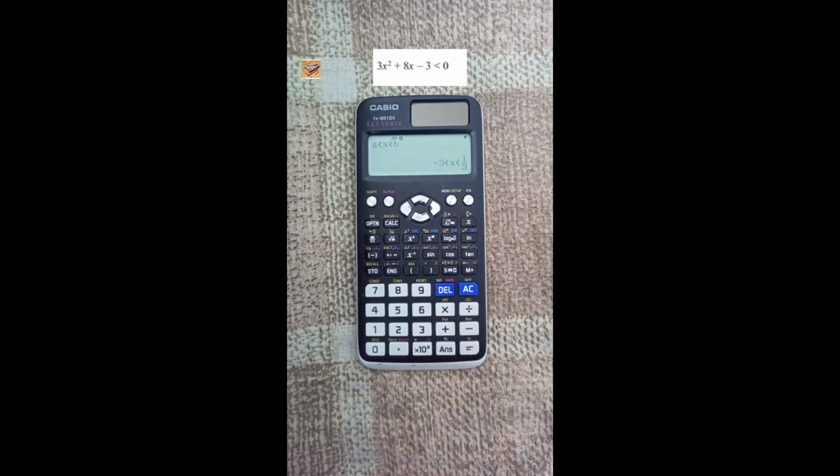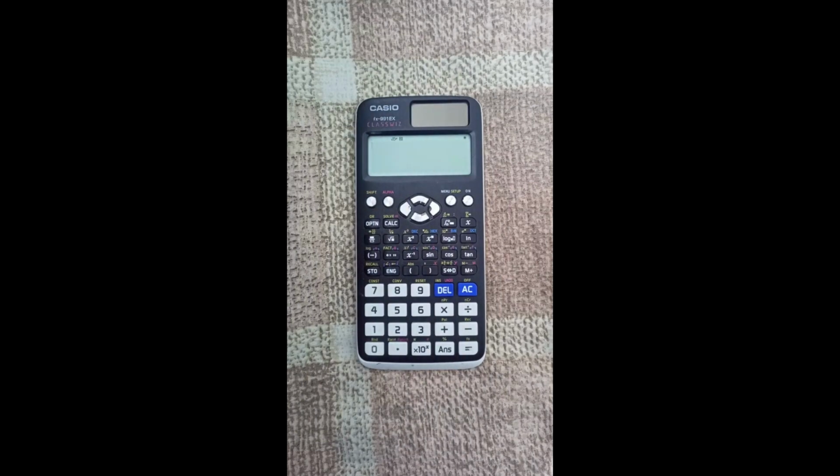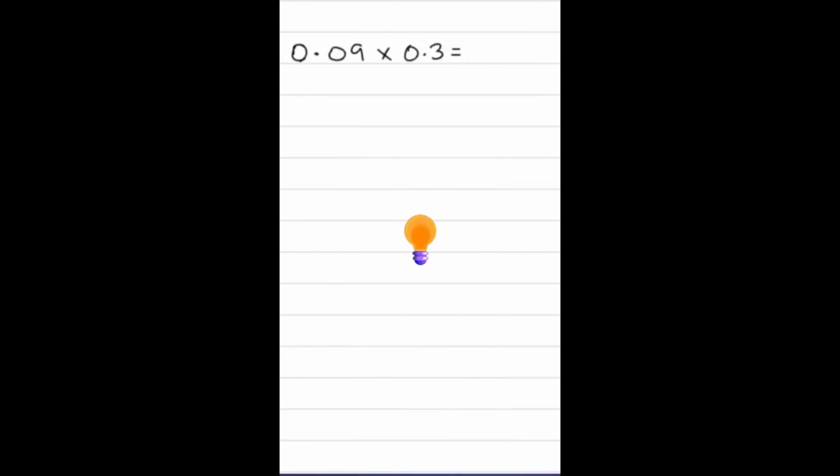Then press equals to. There you go, the final answer of x has a certain range, which is greater than -3 and less than 1/3. So do practice it, because this trick will save your time.